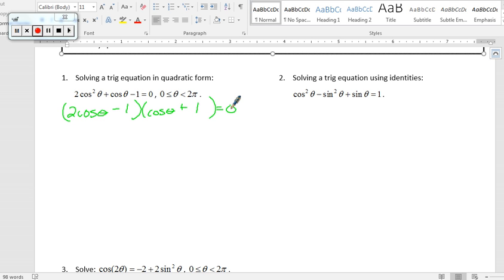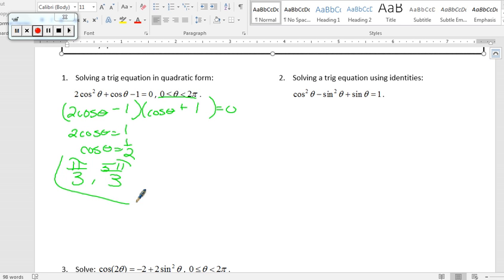Once factored, you could set each part equal to 0. So here, 2 cosine theta would equal 1. Cosine theta is equal to 1/2. We are asked to solve on the interval. We're not looking for general solutions here. So where is cosine equal to positive 1/2? We would be looking in both quadrants 1 and 4. And that would be pi over 3 and 5 pi over 3.